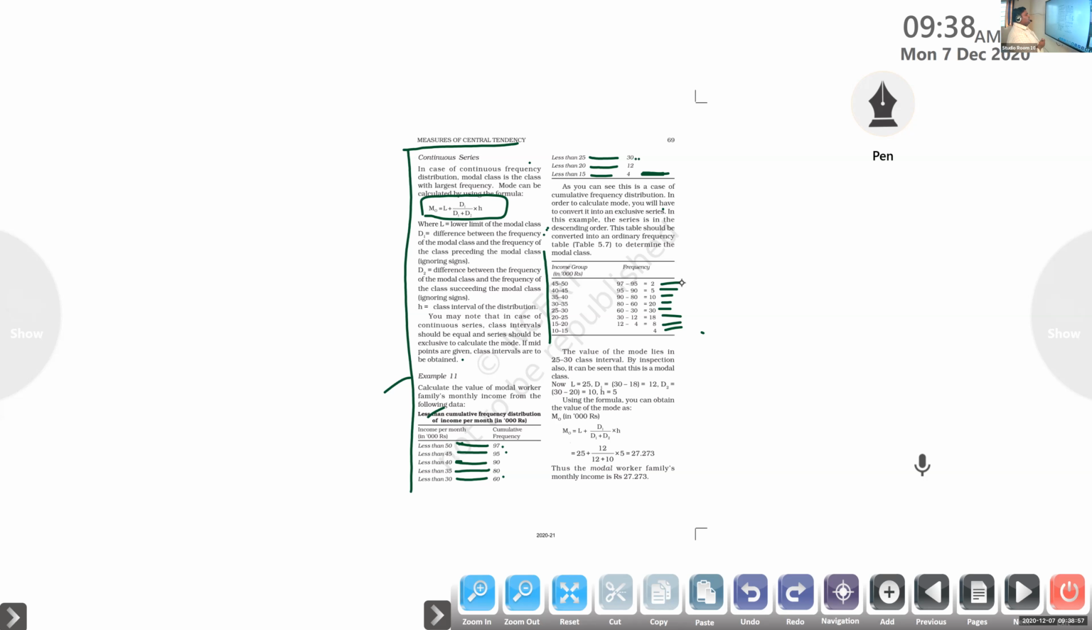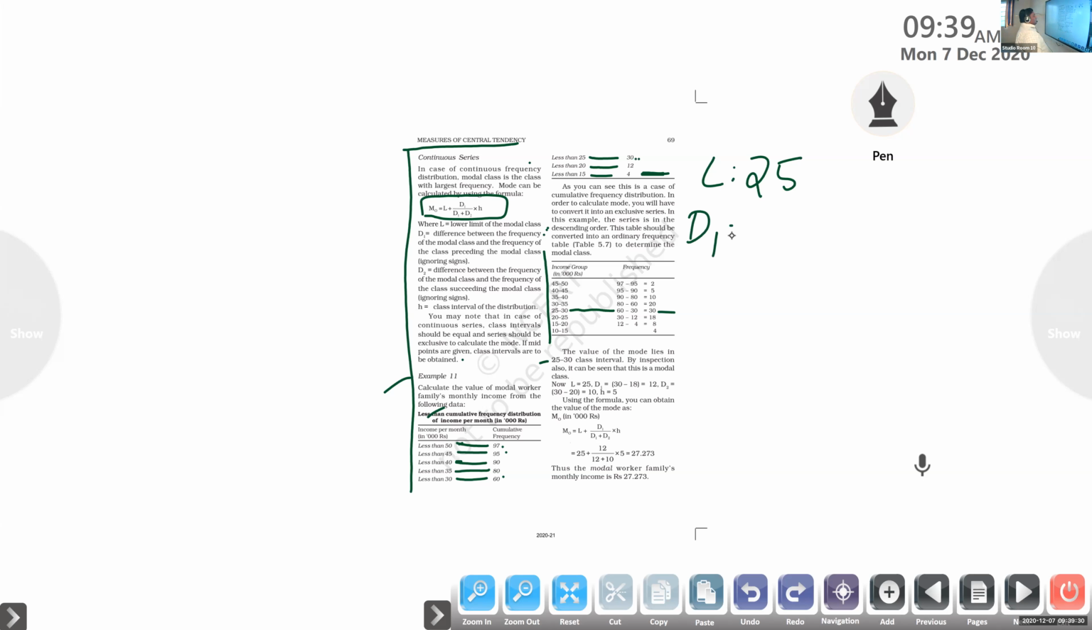So the value of the mode lies in the 25 to 30 class interval. Here you can see that the maximum frequency is 30, so that is the modal class. Clear? By inspection also, it can be seen that this is the modal class. Now L is equal to 25. The lower limit of the modal class is 25.